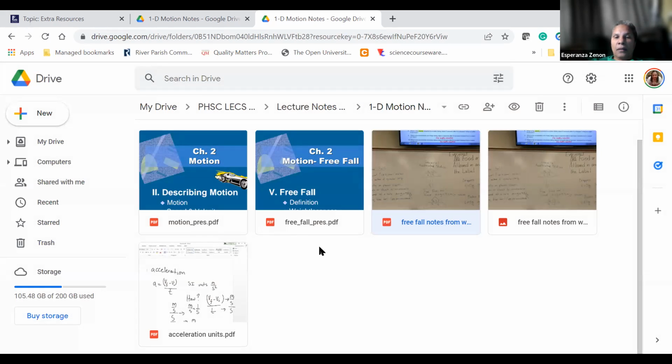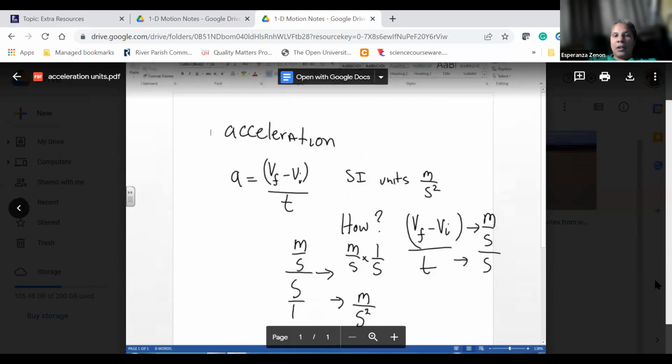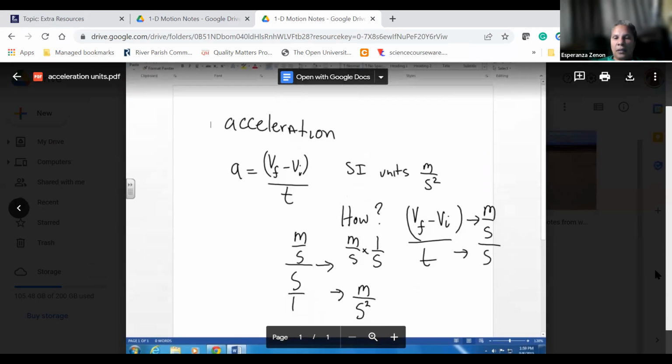Okay? All right. These two pictures over here are exactly the same. I don't know why it just doubled them. I don't know why I did that on those. This one is a nice visual because I show you how the units work for acceleration. Okay. So the question is, why are the units for acceleration meters per second squared?